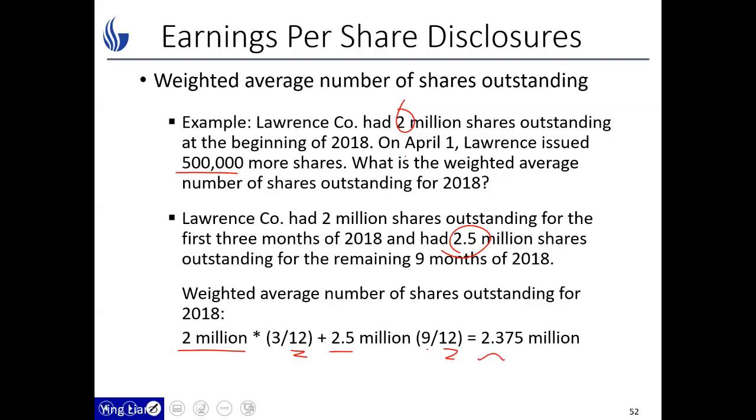This 2.375 is the weighted average. Now, rule of thumb, the final result you get must be smaller than the bigger one, smaller than this 2.5, and bigger than the first one. So it must be something in between. If you get something smaller than the 2, you must be wrong. If you get something larger than 2.5, you must be wrong.